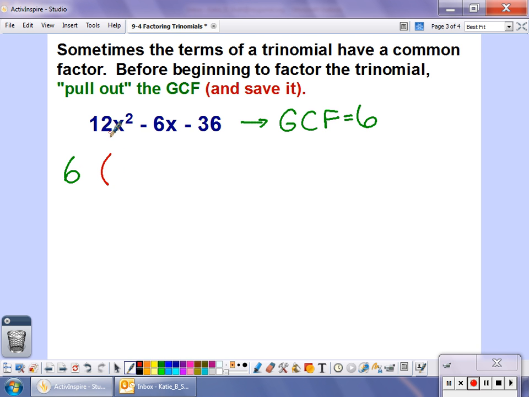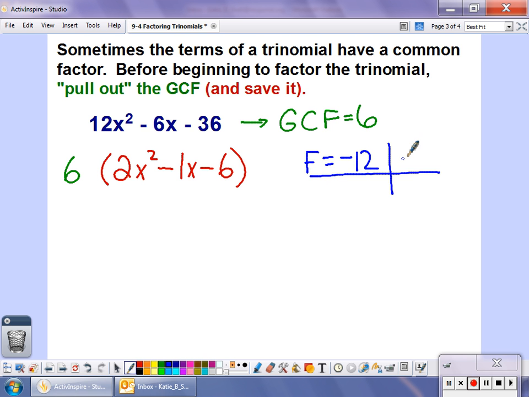So if I take this 6 out of each term, I'm going to be left with 2x squared minus 1x minus 6. Okay, now that's going to be a much easier problem to factor. And now when I make my factor sum chart, I'm going to be looking for factors of negative 12 that add up to negative 1.